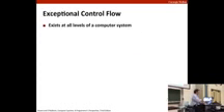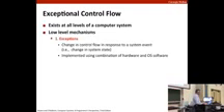Now, exceptional control flow, or ECF, exists at all levels in the system. At the very lowest level hardware, we have what are called exceptions. These are changes in the control flow in response to some low-level system event. By event we mean a change in the state. Exceptions are implemented using a combination of hardware and OS software, which we'll see in a minute.